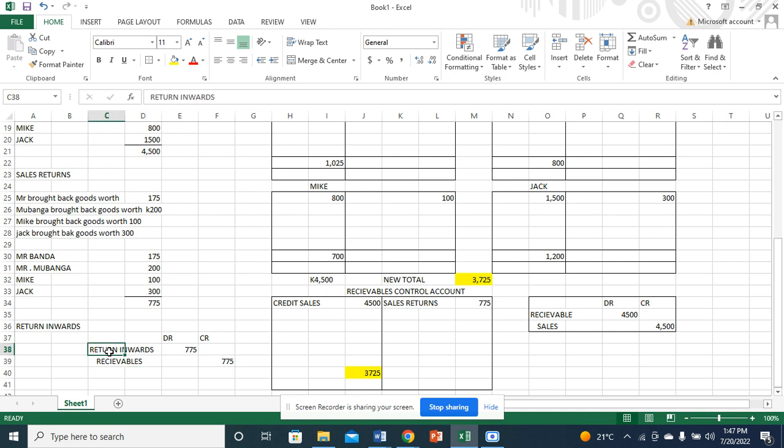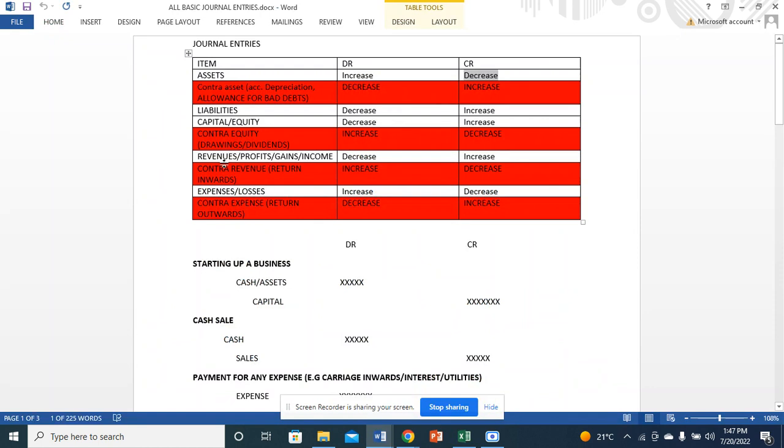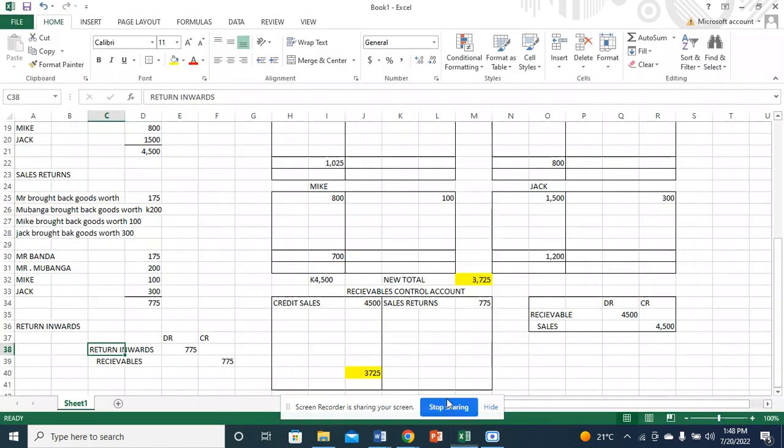Then return inwards is a contra revenue account, meaning it acts opposite from revenue accounts. The rule for revenue accounts is they increase with credit and decrease with debit. But a contra revenue is the opposite. It increases with debit and decreases with credit. So that's why we have debited the return inwards and credited the control account.